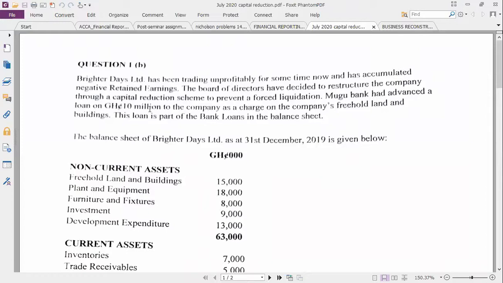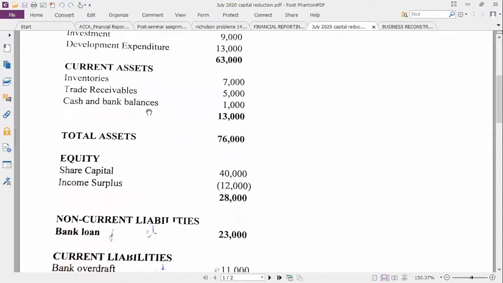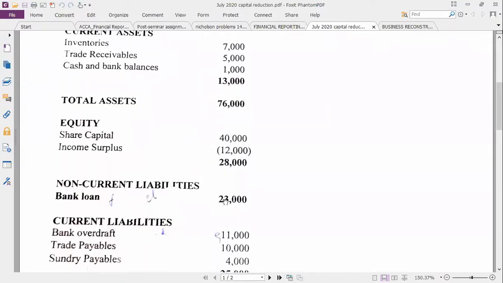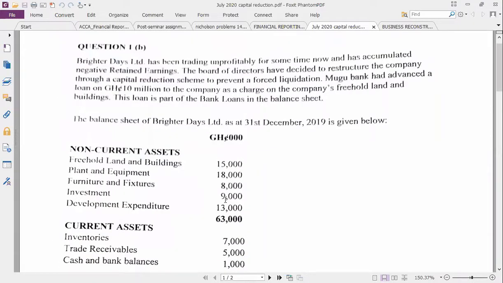Mugu Bank had advanced a loan of 10 million to the company as a charge on the company's freehold land and building. This loan is part of the bank loans in the balance sheet. Okay, he has given 10 million, right? So let's go to the balance sheet. The loan is 23 million. So Mugu has given 10 million, so other people will be 13 million. If Mugu is 10 million, the entire loan is 23, other people will be 13. Agreed. So now let's continue.